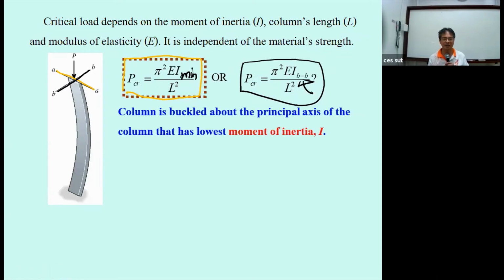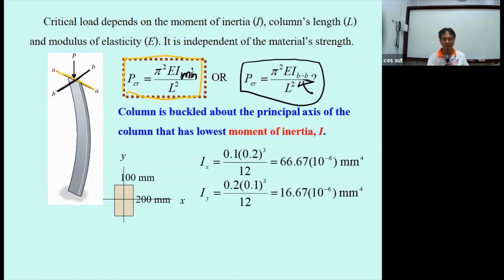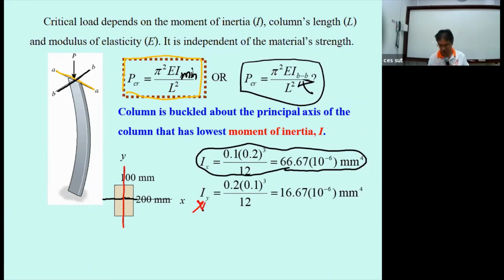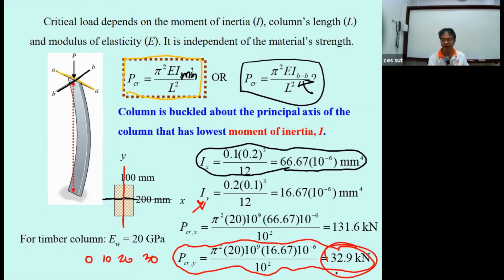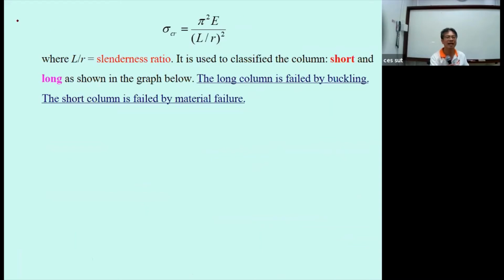So I sub AA is used to compute the moment of inertia of this rectangular column. Okay, again, I show you like this. You can see the I sub X is here, computed by this. The I sub X is larger than what we have for the I sub Y. So the buckling will occur based on the I sub Y because the I sub Y will produce less P critical. When the load increases from 0, 10, 20, 30, when it reaches 32.9, this column will buckle. It won't go to this 131.6.